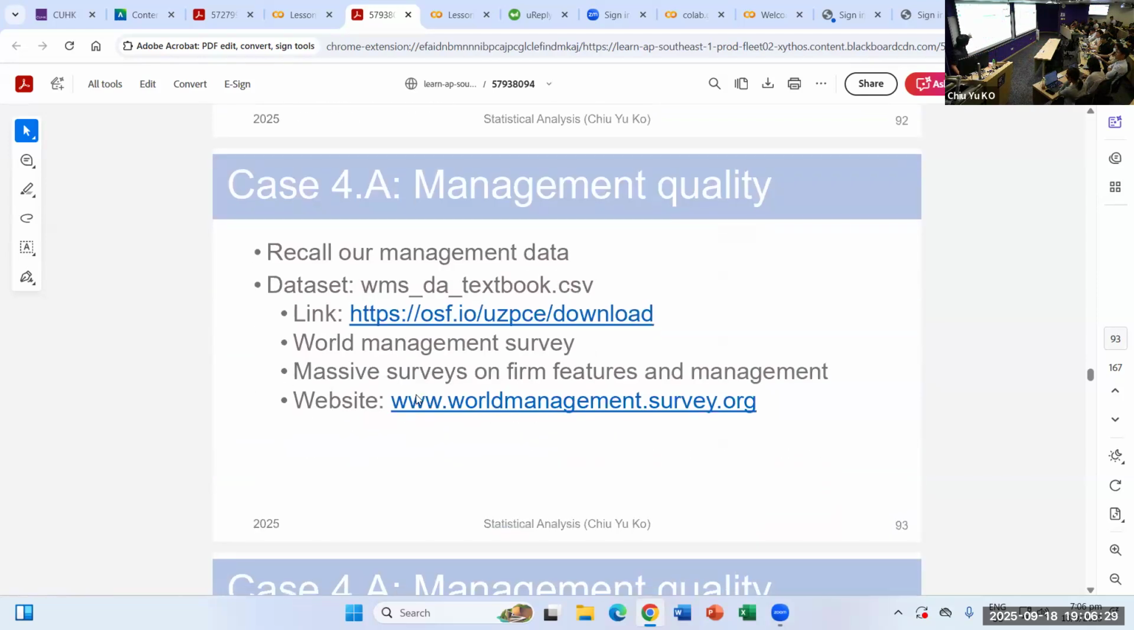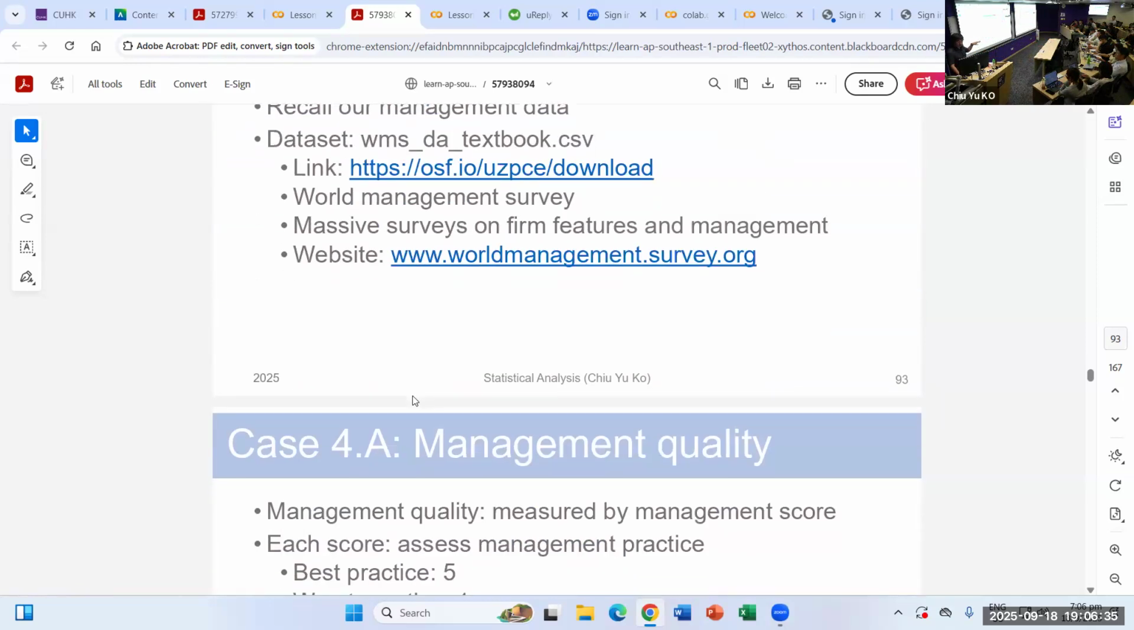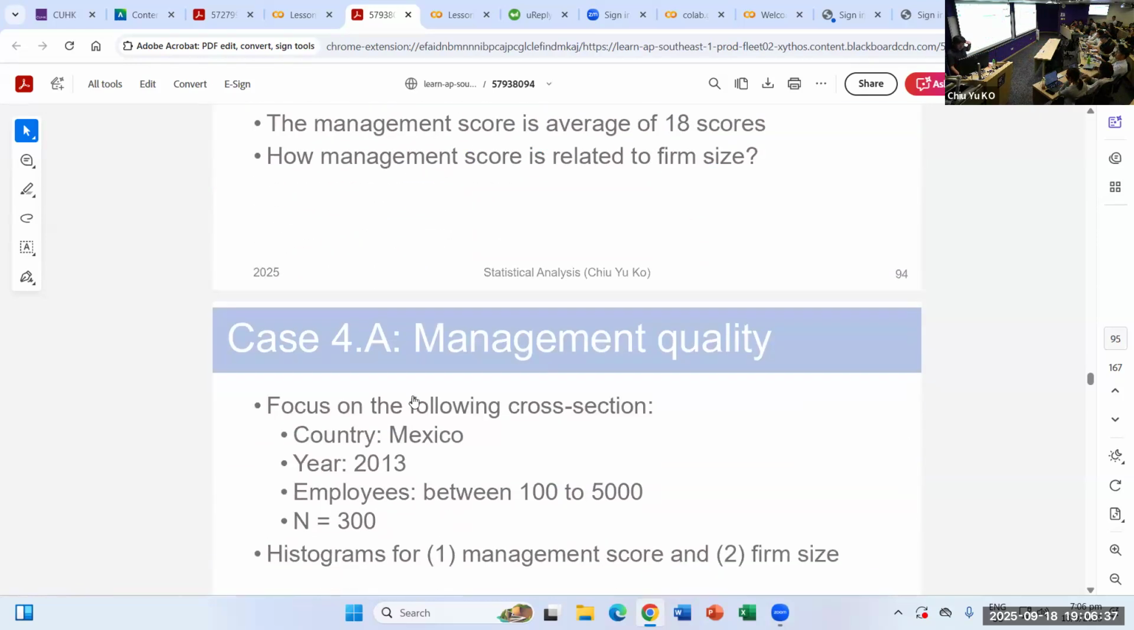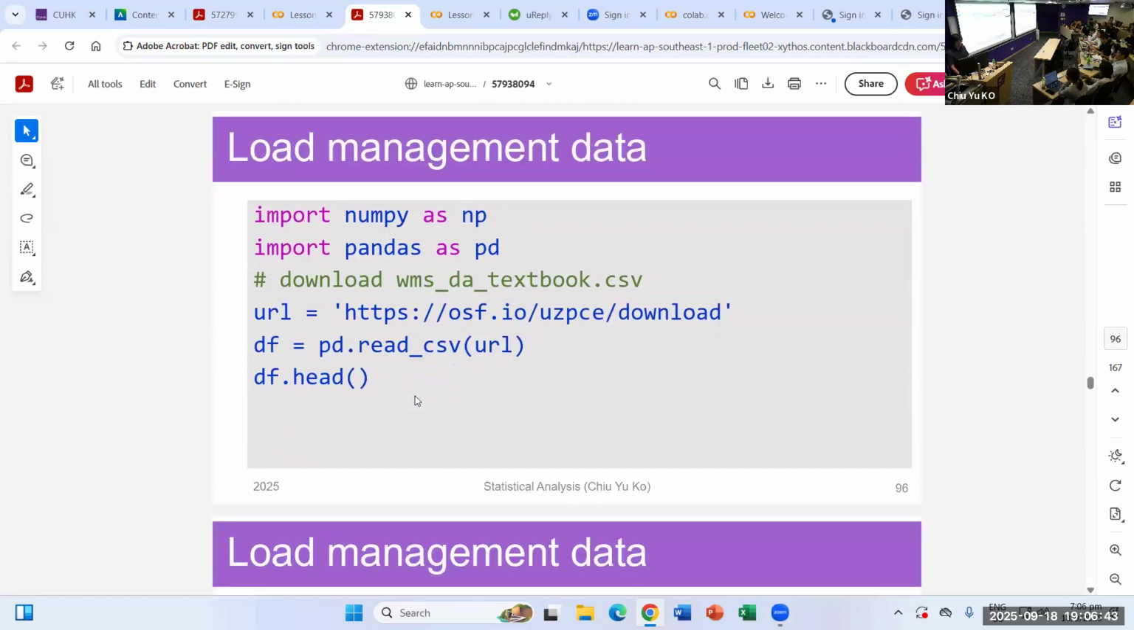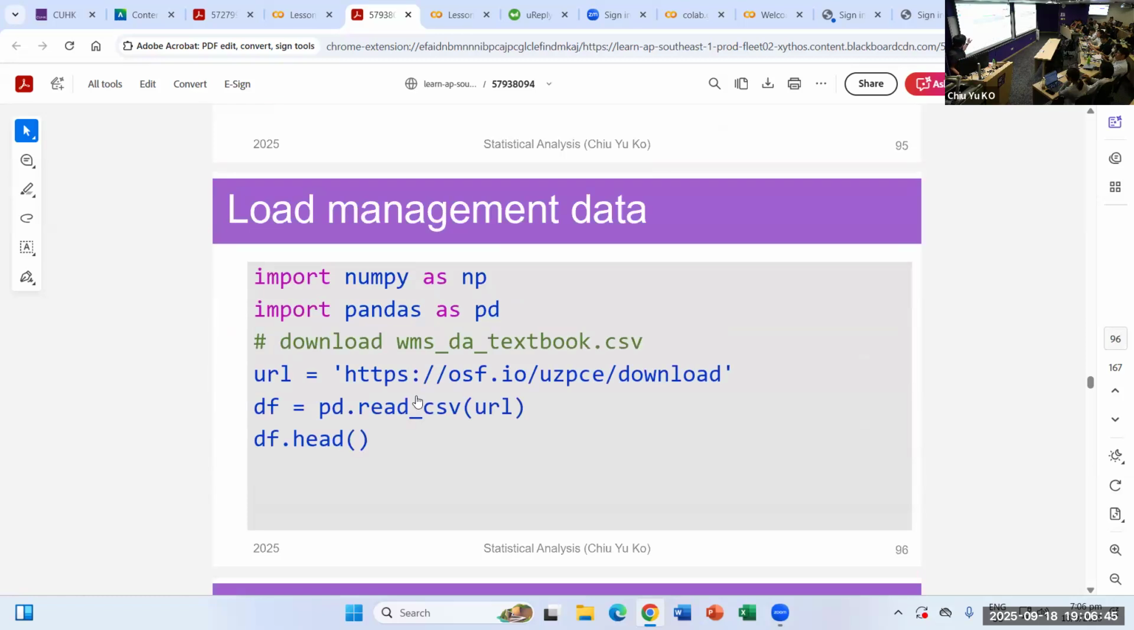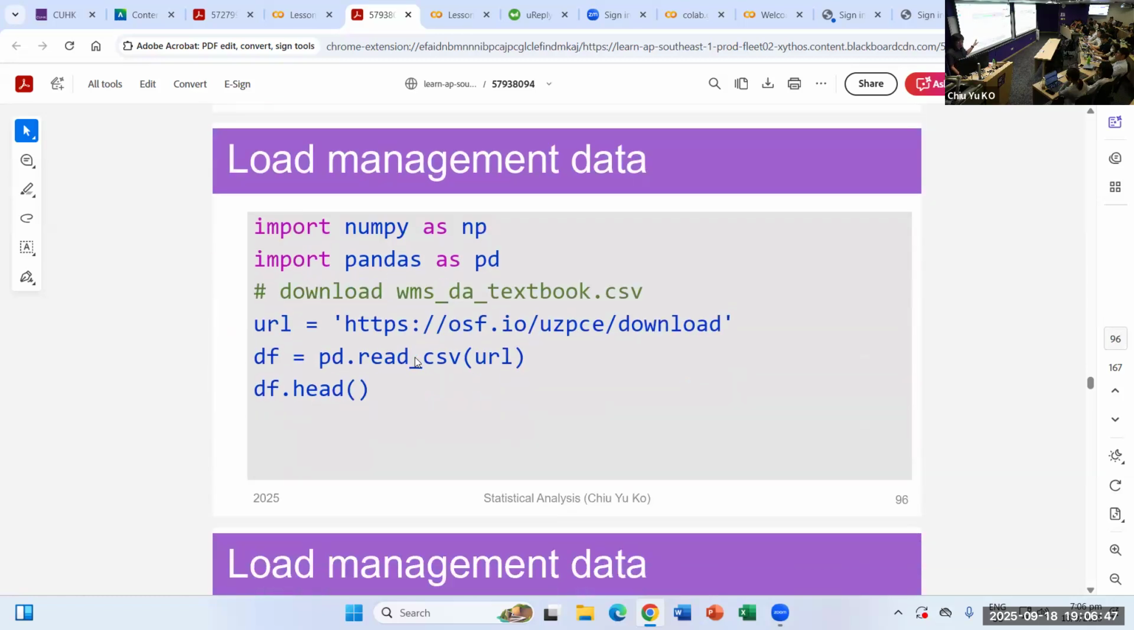And last time we talked about using the management quality survey that looks at the world, how each firm is doing, and we looked at, I think, Mexico, and at whether management practice matters. And this is where we start. Let's go through the code again, because I think the code is worth going over again, since you will do the assignment. So it's good to go again.